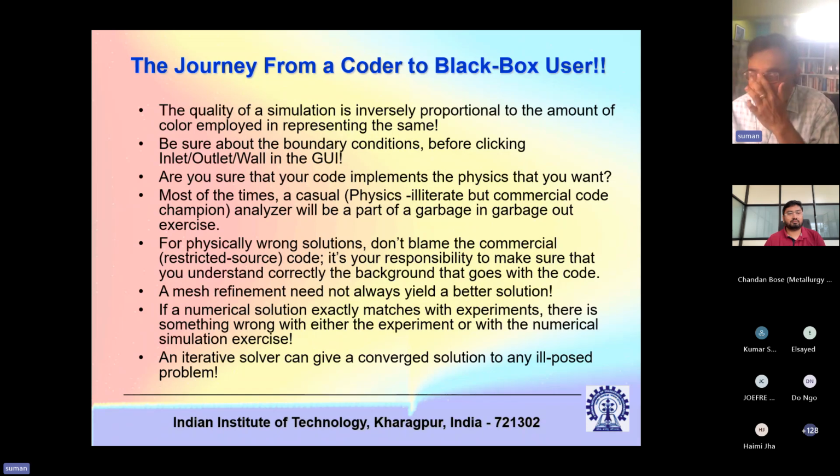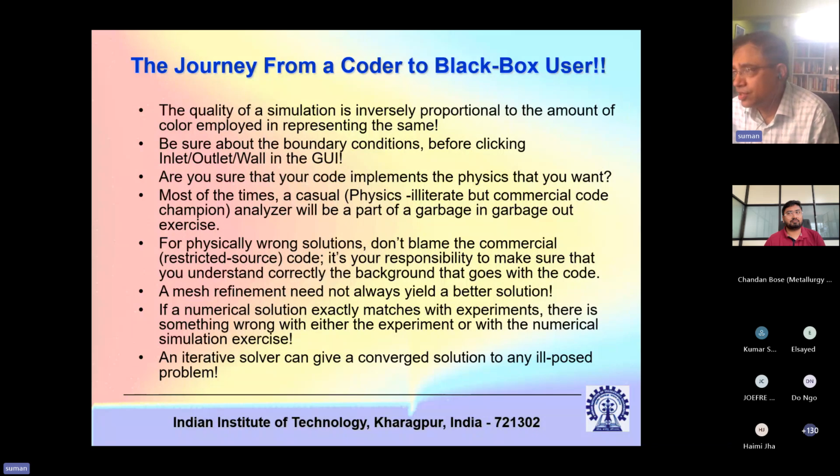And many times, because of open source users, we go for validation, and this is something which I always remember, that if a numerical solution exactly matches with experiment, there is something wrong either with the experiment or with the numerical solution. It is normally not likely to match.